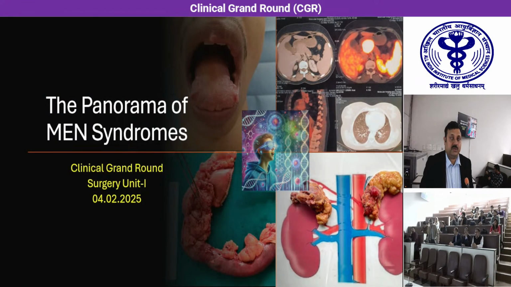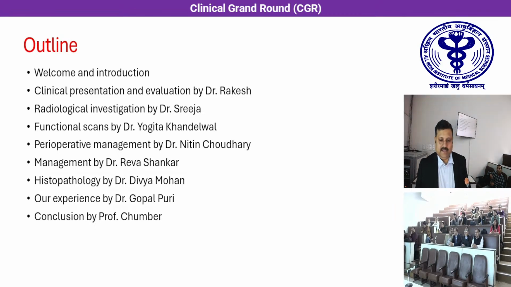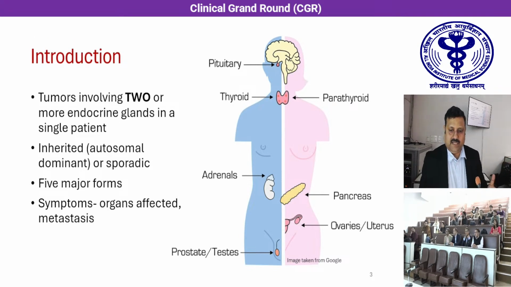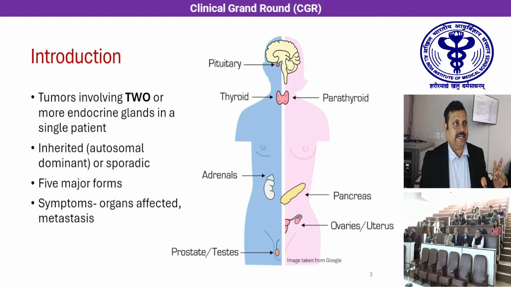So before I get into the trouble of gender bias, I'll quickly move on to what exactly MEN is. It is essentially a syndrome wherein at least two endocrine organs should be affected, and apart from that, there may be non-endocrine association also. And these are inherited disorders and divided into 5 major groups, MEN 1 to MEN 5.